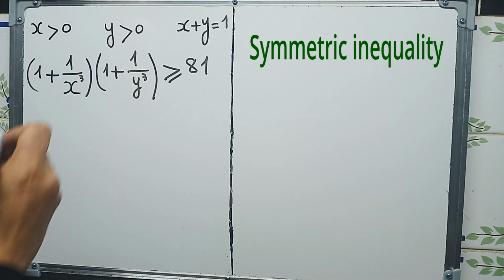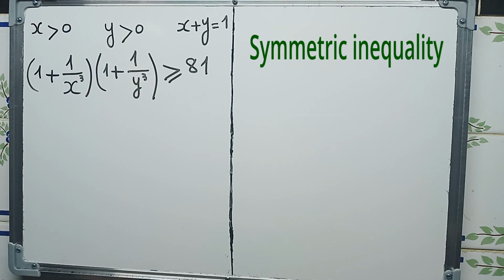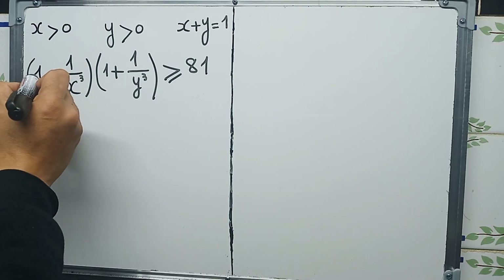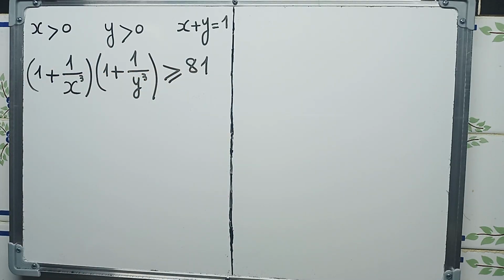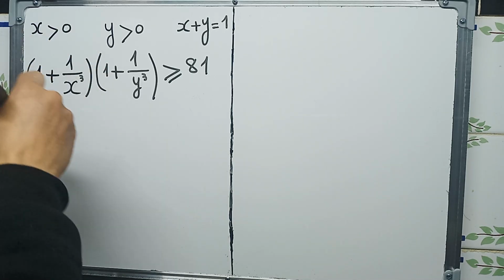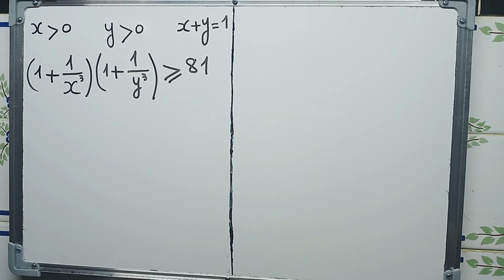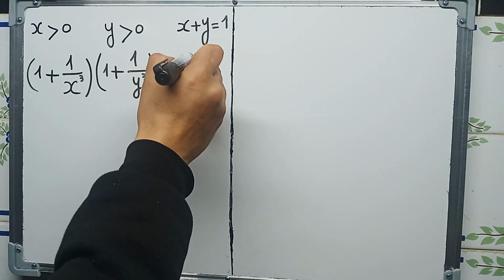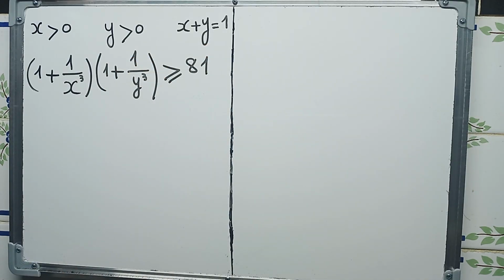For x and y positive real numbers such that x plus y equals 1, the question is to prove this inequality: (1 plus 1 over x cubed) times (1 plus 1 over y cubed) is greater than or equal to 81. So how will we proceed?